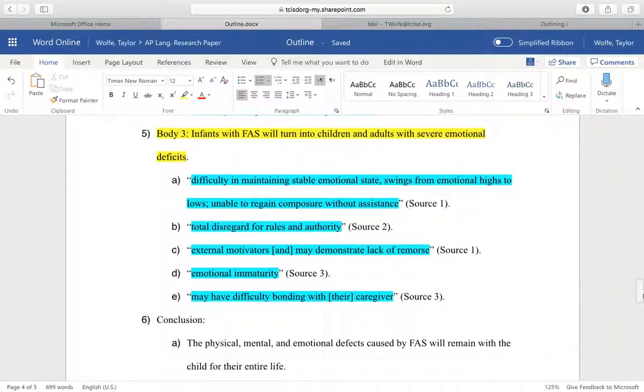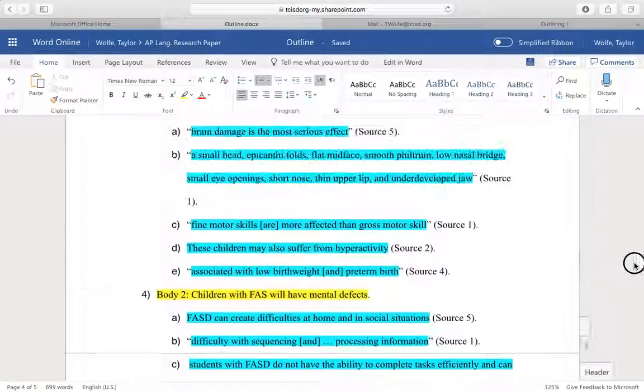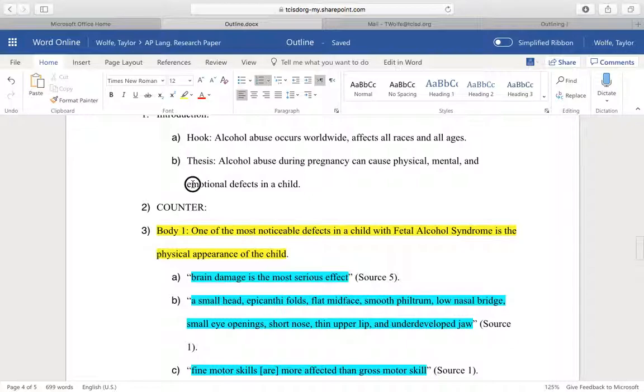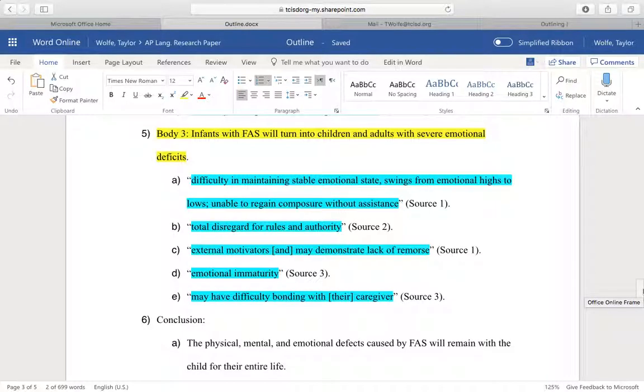Okay. Body paragraph number 3. Infants with FAS will turn into children and adults with severe emotional deficits. This came from my thesis. It's the last one, so it's the last one I'm going to give. Okay. Difficulty in maintaining stable emotional state, swings from emotional highs to lows, unable to regain composure without assistance, total disregard for rules and authority, external motivators, and may demonstrate lack of remorse, emotional immaturity, may have difficulty bonding with their caregiver.